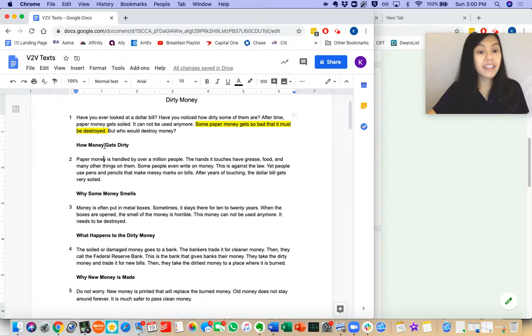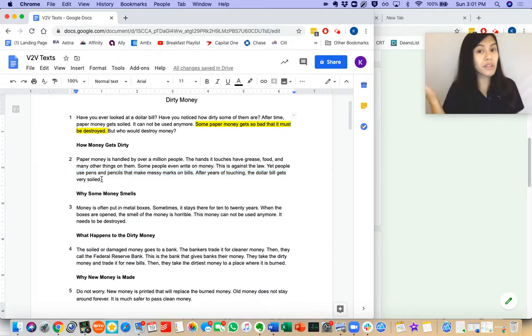How money gets dirty. Paper money is handled by over 1 million people. The hands it touches have grease, food, and many other things on them. Some people even write on money. This is against the law. Yet people use pens and pencils that make messy marks on bills. After years of touching, the dollar bill gets very soiled.